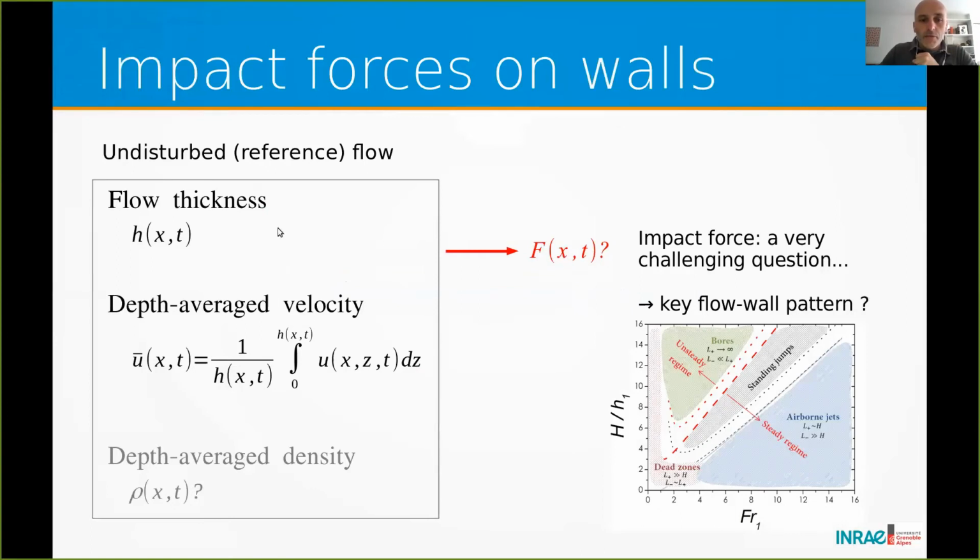So the question is, we know the flow, for example, from the depth average flow model, we know the reference flow. So what is its typical flow thickness? What is its typical depth average velocity? Maybe if we use a compressible model, we can have some information on the density of the incoming flow. And with this, we would like to estimate what will be the impact force of the flow on the wall.